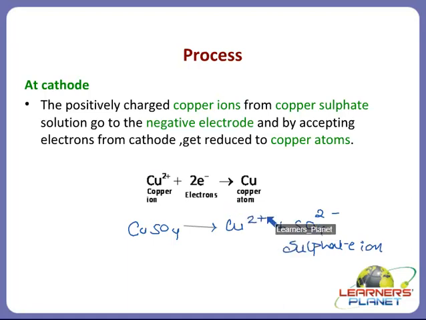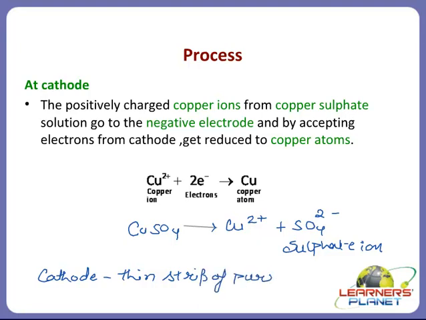Now, what is happening to these copper ions? These copper ions will take up electrons, and they will get reduced to copper atom. Now, as it is positively charged, to which electrode would it go? It would go to the negative electrode. Now, what was our cathode, children? Cathode was a thin strip of pure copper.